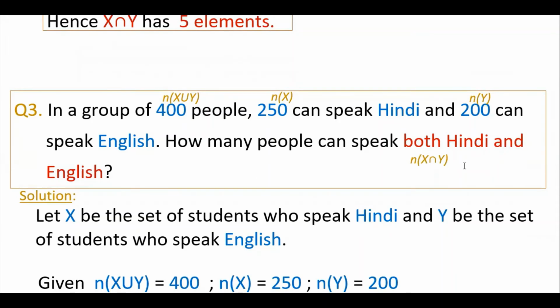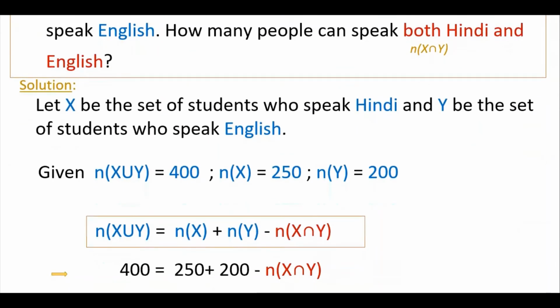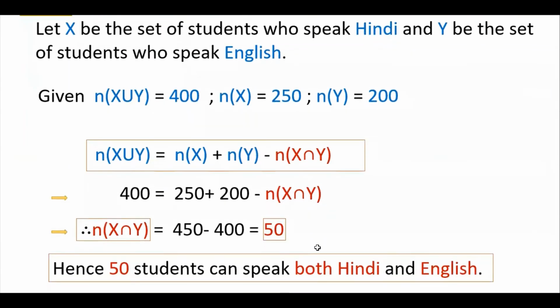So that means n(X ∩ Y) you have to find. Write the given values here and substitute all the values. 400 = 250 + 200 − n(X ∩ Y). Then n(X ∩ Y) is equal to 450 − 400, that is 50. Hence 50 people can speak both Hindi and English. If you add the values, 250 + 200, that is 450, minus 50, you will get this value 400. You can check like that.